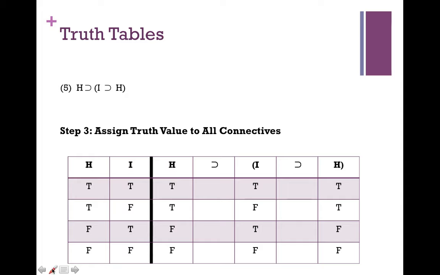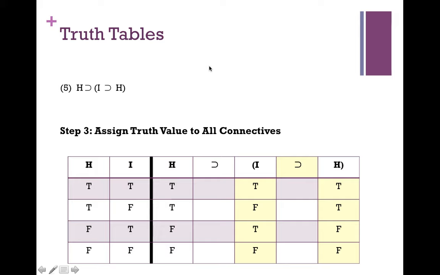And we start with the connective of least scope. So we're going to start with this connective right here, if the screen will ever change. We're going to start with this connective. And since we're starting with this one, we're going to use I and H in order to calculate the truth value of this conditional.